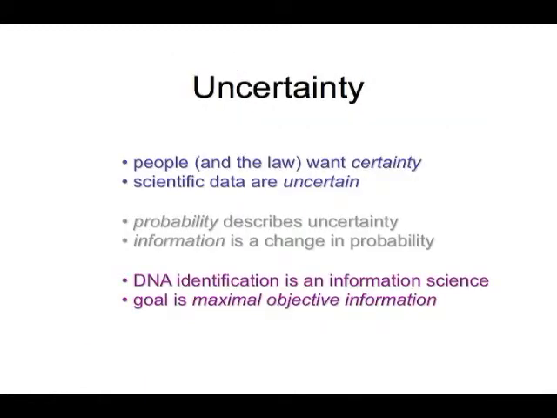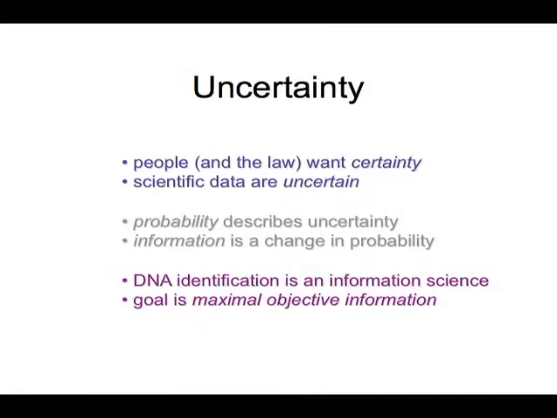So first, what is uncertainty? Well, people really crave certainty as something they can have, but inherently, scientific data are uncertain. If you want certainty, you have to go to religion or some other field. Probability, though, has been a standard way for over 100 years for scientists to describe uncertainty.